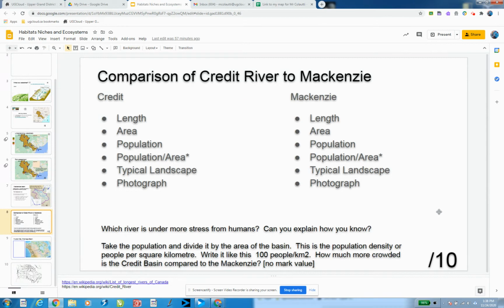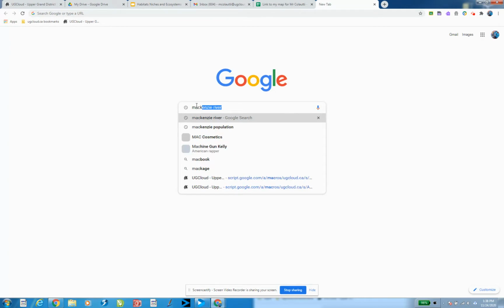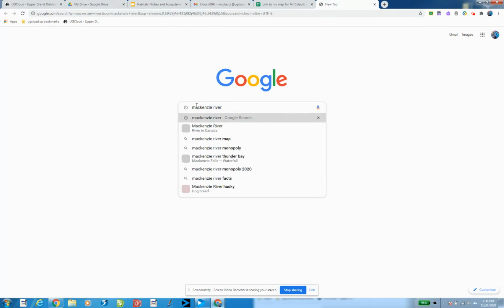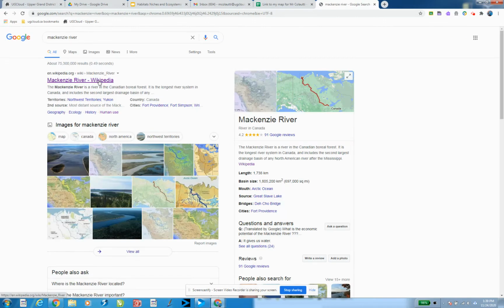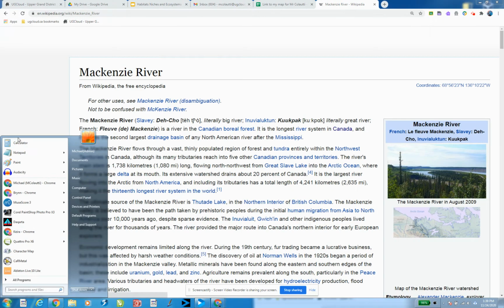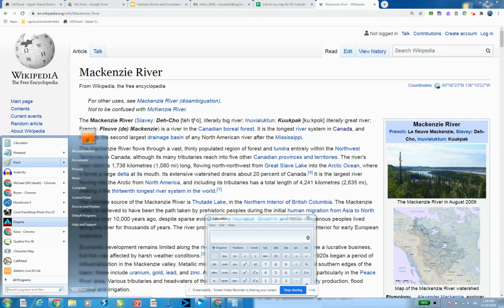So let's do the Mackenzie Basin together. First thing I'm going to do, open a new tab and type in Mackenzie River. The Wikipedia entry will be perfect. And while that's coming up, I'm going to open my calculator and I'm going to open a little paintbrush pad.